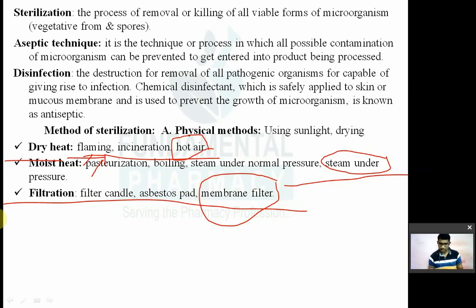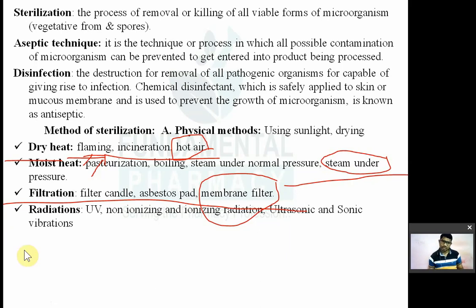So filtration. Remember, dry heat, moist heat, and filtration are mechanical or physical methods of sterilization. Radiation is also one of the physical methods. In radiation, you have two kinds: non-ionizing radiation and ionizing radiation. UV comes under non-ionizing radiation. Then gamma rays and X-rays come under ionizing radiation. The ultrasonic and sonic vibrations also. Remember, dry heat, moist heat, filtration, and radiation all come under the physical methods of sterilization.